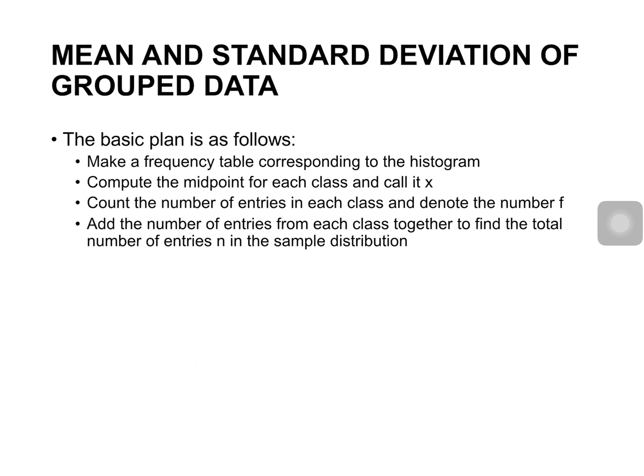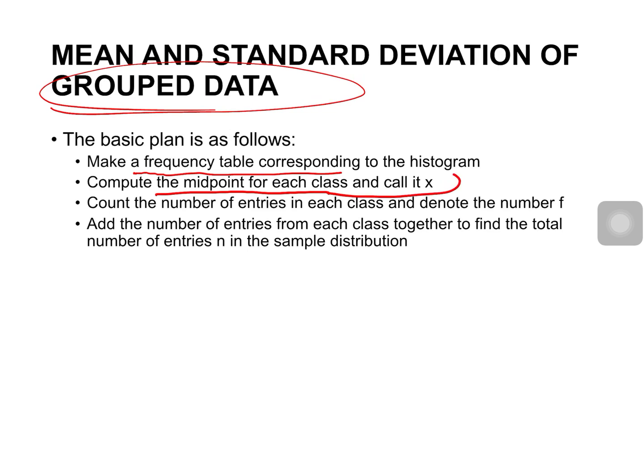Next is the mean and standard deviation of group data. The basic plan is as follows. Make a frequency table. Compute the midpoint and call it X. Then count the number of entries in each class and denote it by F, that is the frequency. Add the number of entries from each class together to find the total number of entries in the sample distribution.